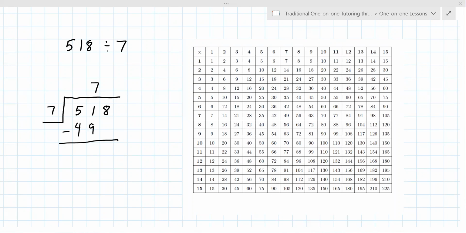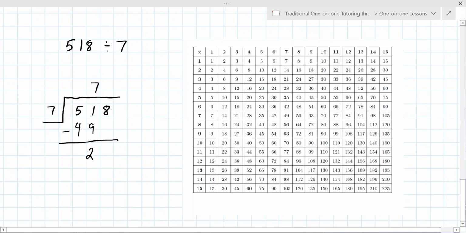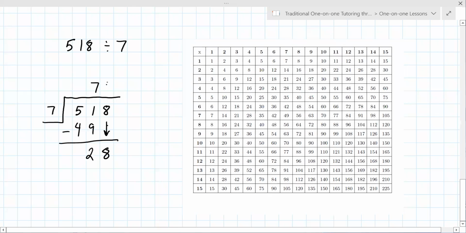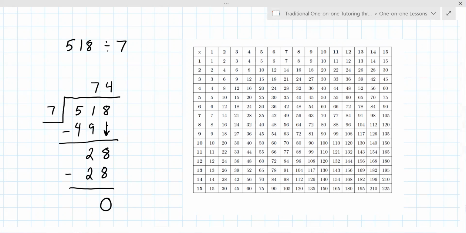How are you doing on this one, Zoe? I got stuck with the subtraction. Okay, 51 minus 49 is 2. So you bring the 8 down, and then you ask yourself the same thing. How many times does 7 go into 28? 4 times. 4 times 7 is 28. Subtract, and you get 0.